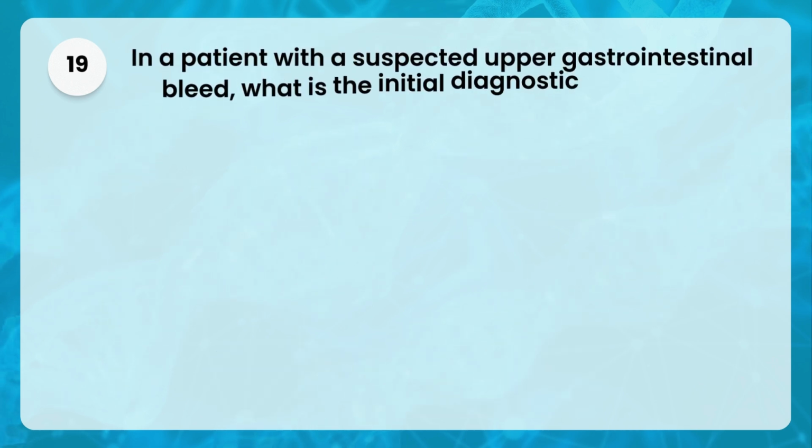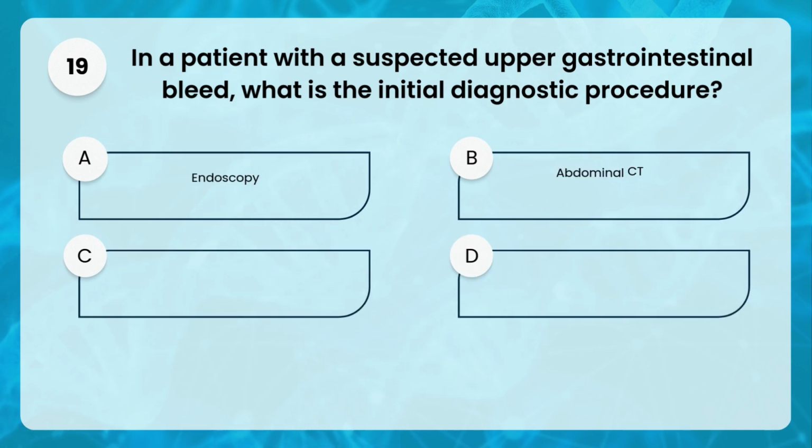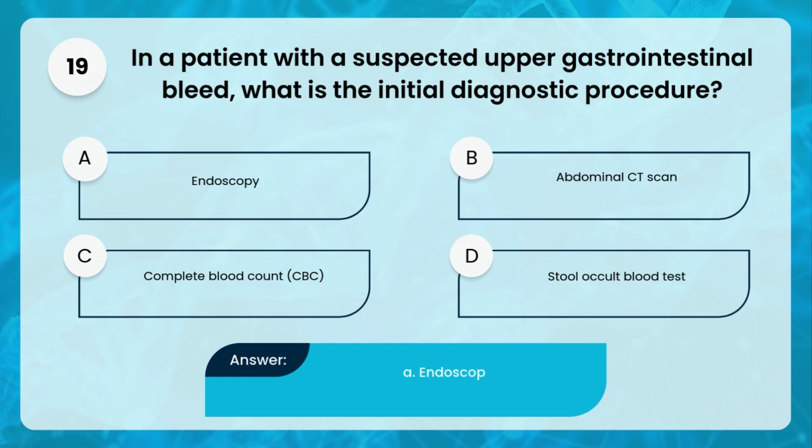19. In a patient with a suspected upper gastrointestinal bleed, what is the initial diagnostic procedure? A. Endoscopy. B. Abdominal CT scan. C. Complete blood count, CBC. Or D. Stool occult blood test. The answer is A. Endoscopy.